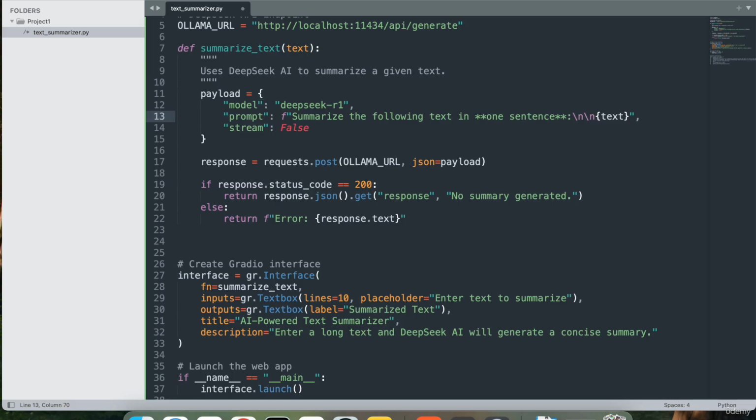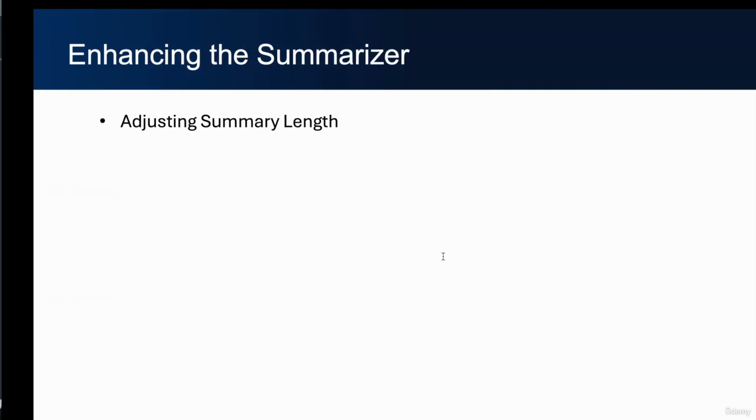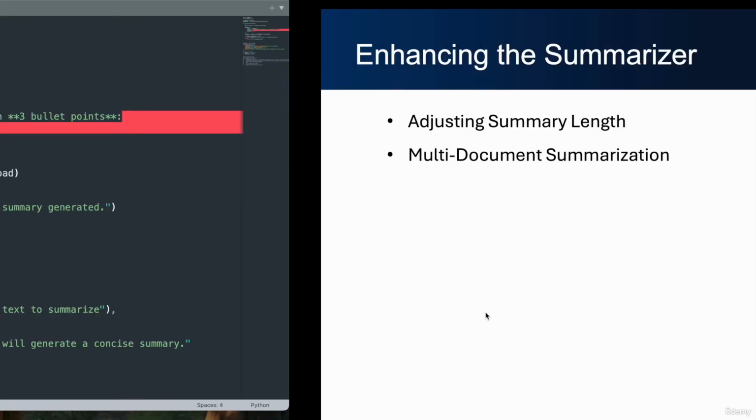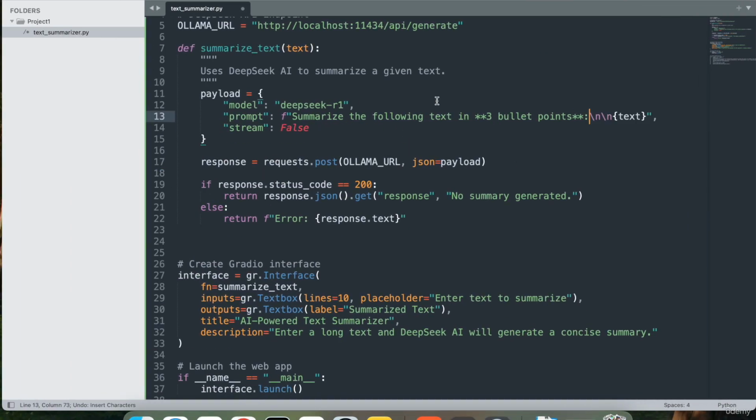Another thing that you can do is if you want something more detailed, with bullets and all that, I can change this and instead of saying one sentence, I can say summarize the following text in 3 bullet points. So that's another thing I can do. You can also do multi-document summarization. You can read files and then add those files.